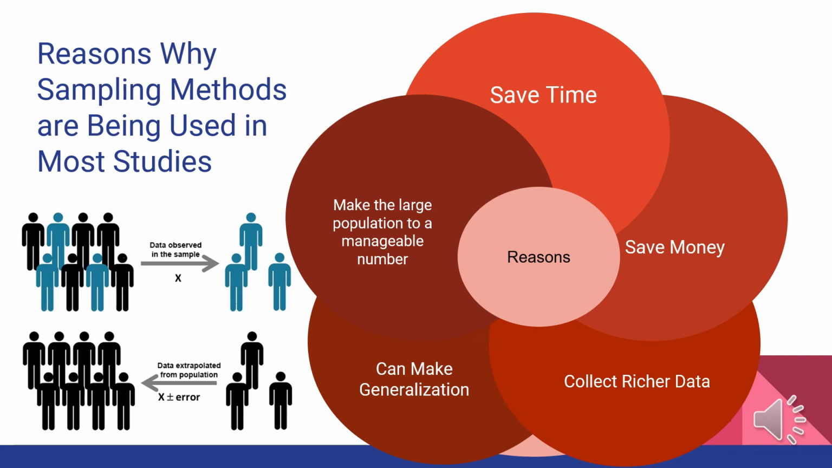The third reason is collect richer data. Sampling will allow researchers to ask participants more questions and to gather richer data than by contacting everyone in a population.